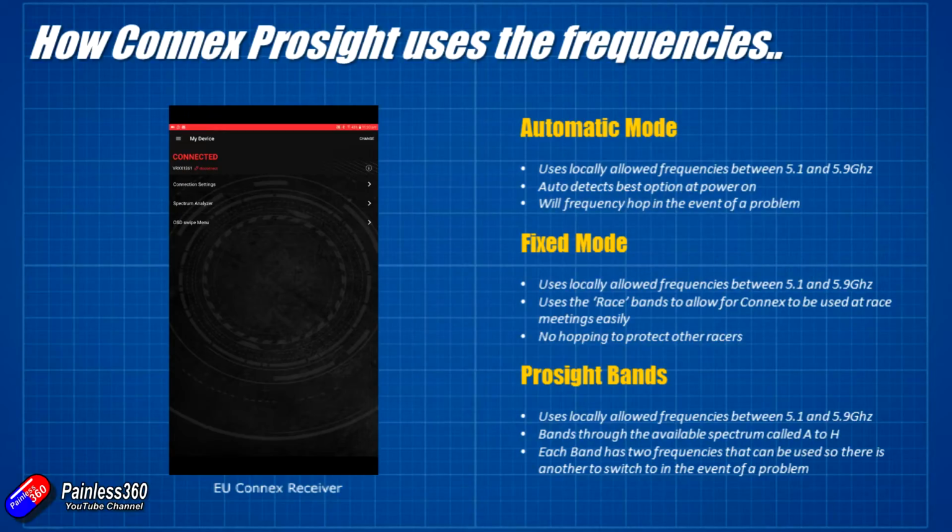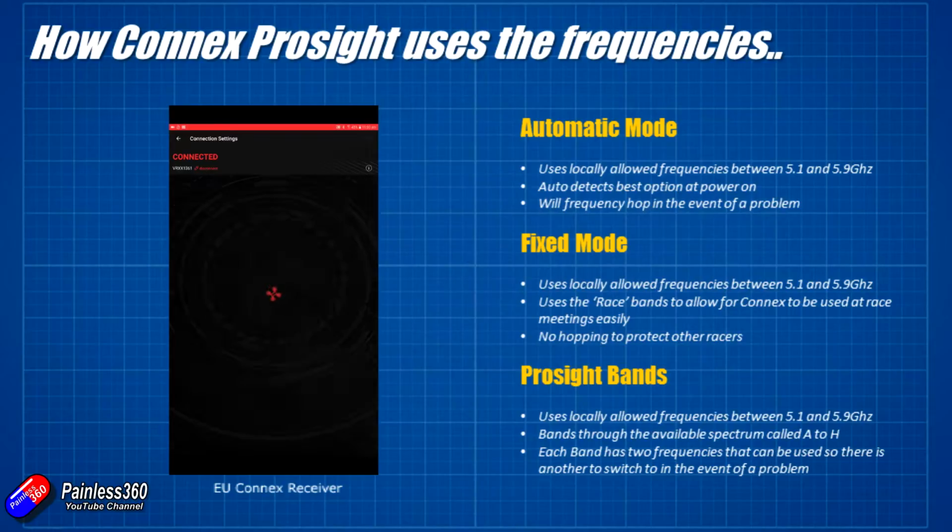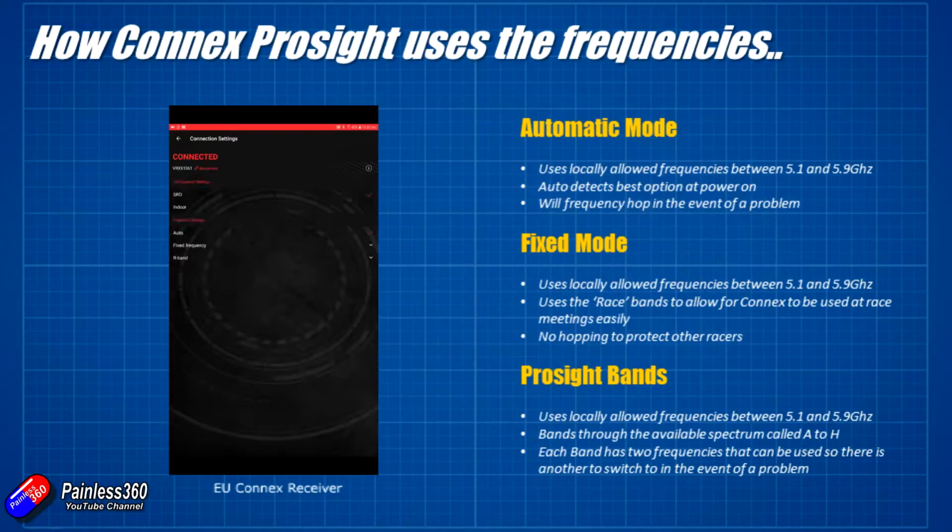The last thing that you'll see when you go to set up the frequencies is something called the Prosight bands. Again, using locally allowed frequencies between 5.1 and 5.9 gigahertz. Notionally they're called A to H, but you might have a subset of that, particularly if you're here in the EU or if you're in America and you're not using one of the settings. And each band has a couple of frequencies that are used, so it has a primary band and also a secondary band as well that it can switch to in the event of a little bit of a problem.